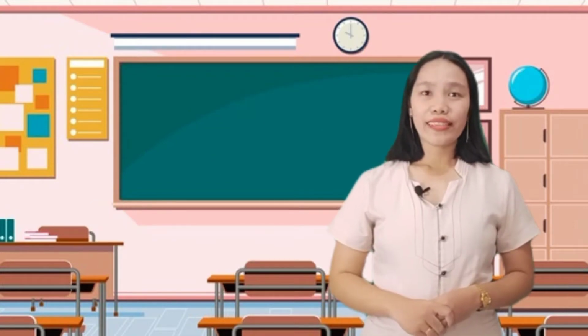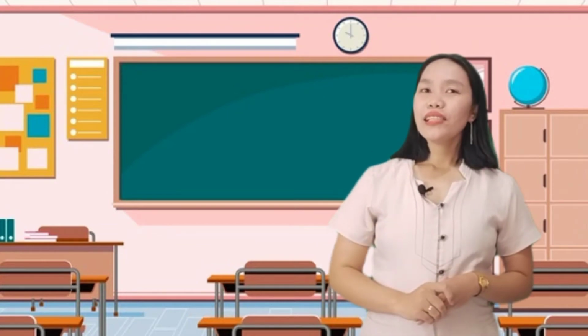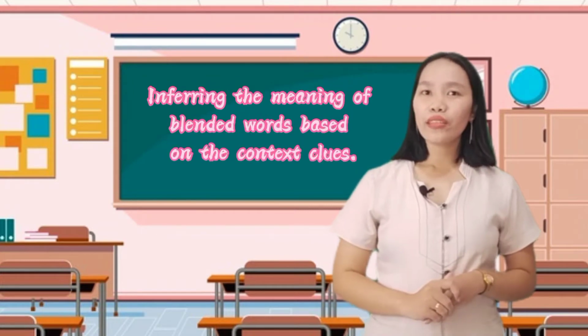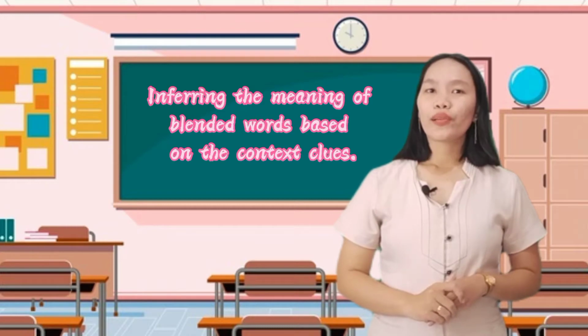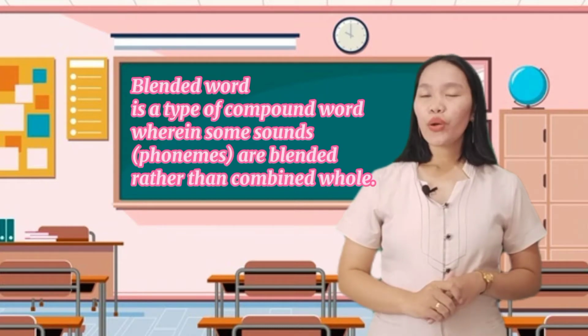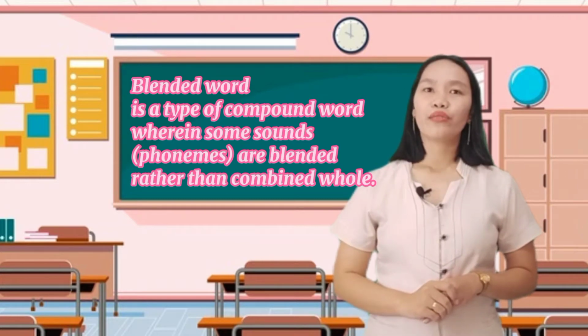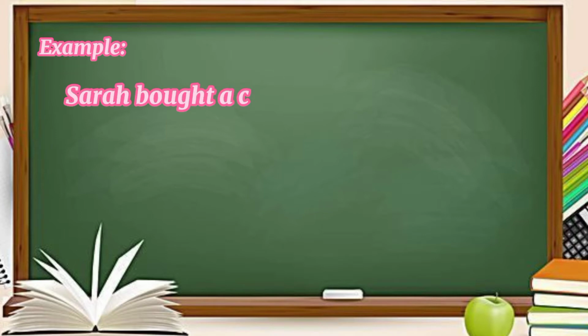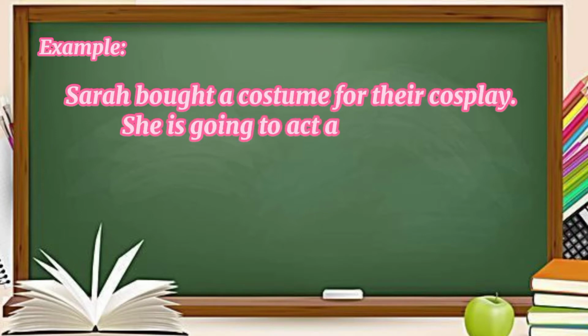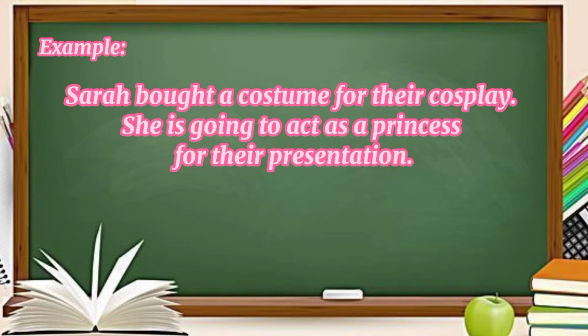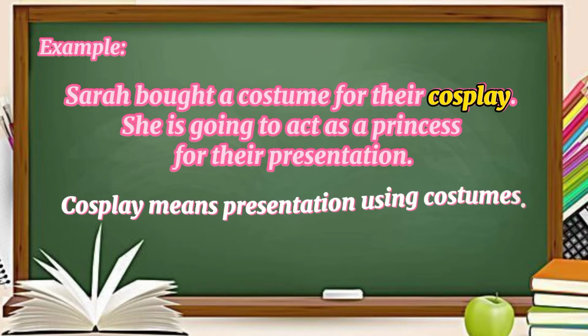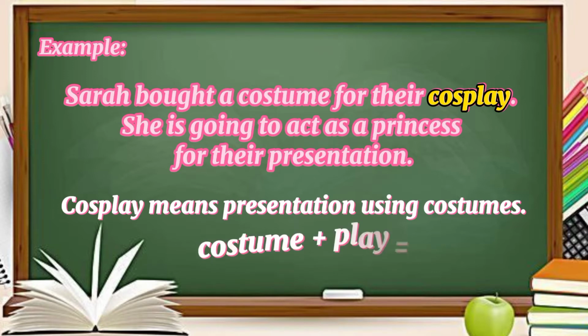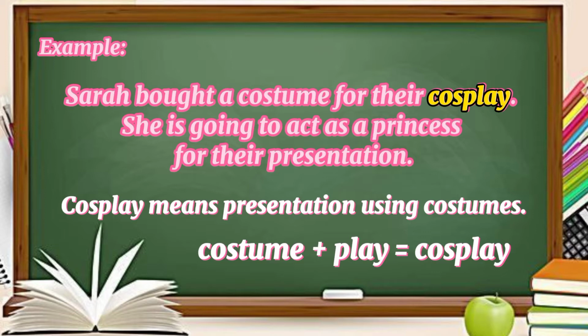Can you recall our lesson last week? Very good! Our lesson last week was about inferring the meaning of blended words based on the context clues. You learned that a blended word is a type of compound word wherein some sounds or phonemes are blended rather than combined whole. For example, Sarah bought a costume for their cosplay. She is going to act as a princess for their presentation. What is the blended word in the sentence? That's right. The blended word in the sentence is the word cosplay, which means presentation using costumes. The words costume and play are combined to create the word cosplay.